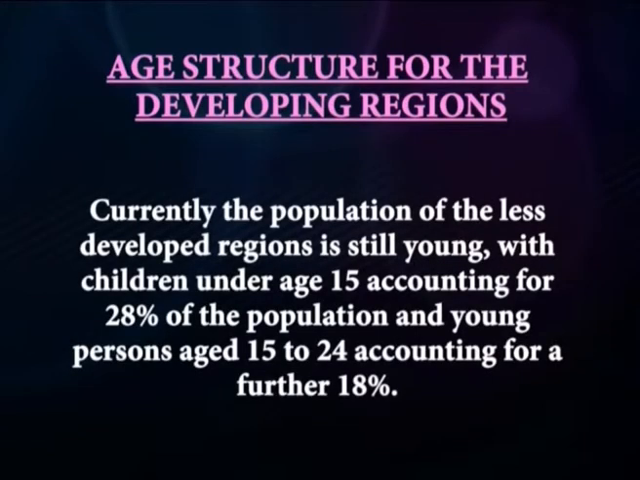Age structure for the developing regions. Currently, the population of the less developed regions is still young, with children under age 15 accounting for 28% of the population and young persons aged 15 to 24 accounting for a further 18%. The number of people in main working ages from 25 to 59 years is high in less developed regions, that is 2.6 billion, and expected to continue rising, reaching 3.7 billion in 2050.